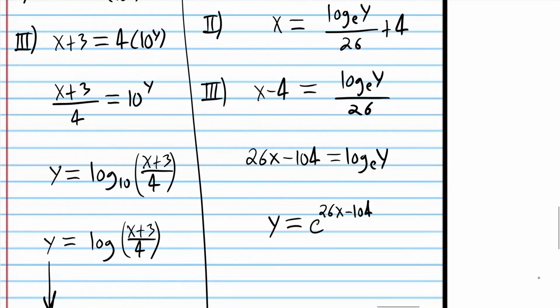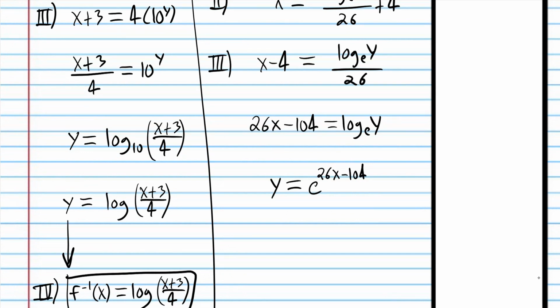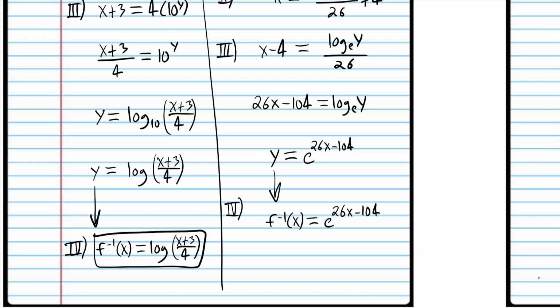Now, you might be wondering, can I just leave this as 26 times x minus 4? And the answer is yes, you can if you want to. It really doesn't matter. So you can write 26 times x minus 4 if you want to there. Now we're on the last step, step number 4, which is to change y to f inverse of x. So there you go. That is the inverse function. I'll move this down a little bit.